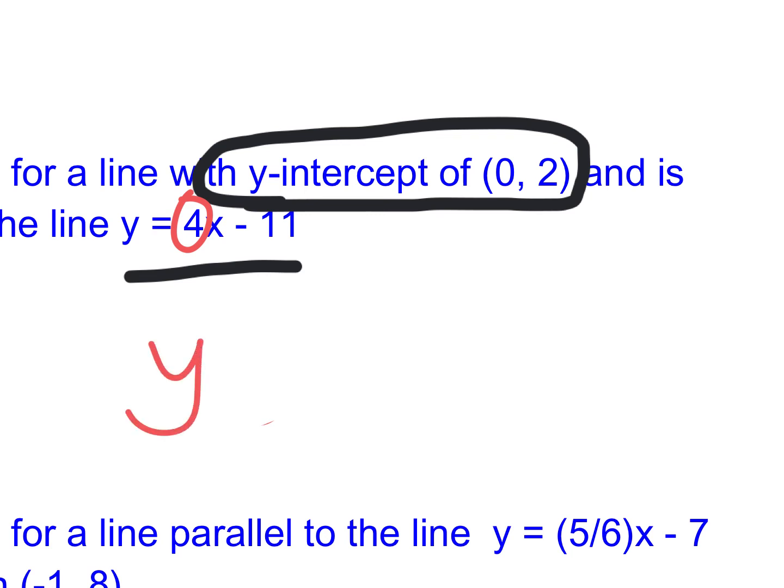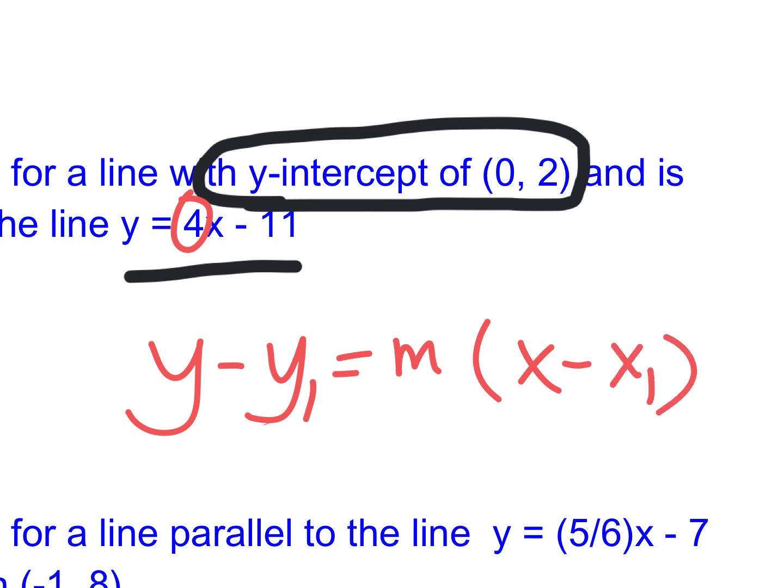And I'd use this equation again. y minus y1 equals m times x minus x1. And they told me a clue. They'd want the slope to be 4, but wait. They said perpendicular to. This is one of those algebra topics that you might not remember.